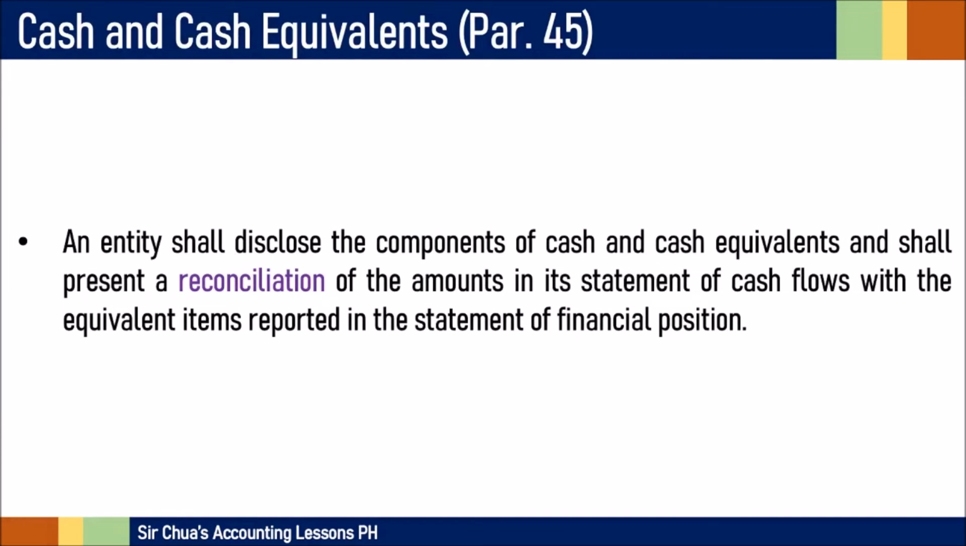Now, an entity shall disclose the components of cash and cash equivalents and shall present a reconciliation of the amounts in its statement of cash flows with the equivalent item reported in the statement of financial position. So the thing here is that you present the beginning and ending cash balances in the statement of cash flows. That's the reconciliation that we are talking about. And also the cash and cash equivalent components should also be disclosed in the notes to the FS, and then you present the total amount in the statement of financial position.